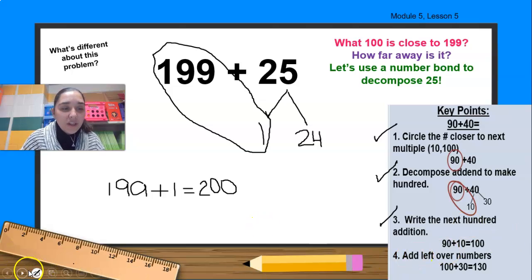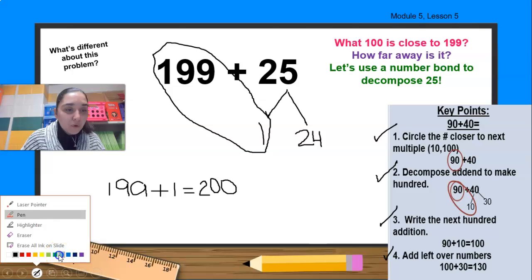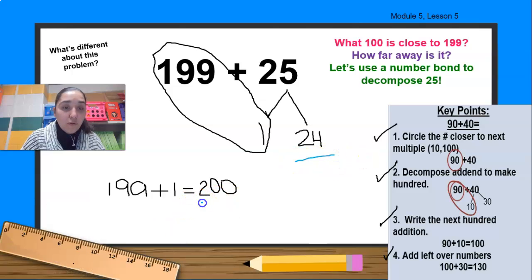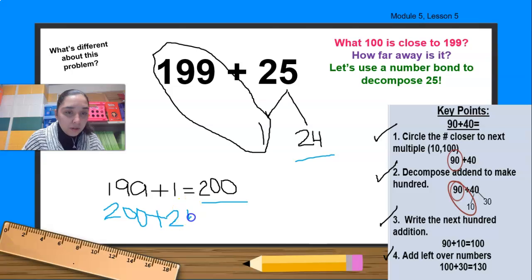Okay, boys and girls, now that we're done doing key point number 3, let's talk about key point number 4, which is add the parts that are left over. Let's look at the parts that are left over. So we have 24 left over and 200 left over. So we know that 200 plus 24 equals 224. Great job solving this problem together, boys and girls.